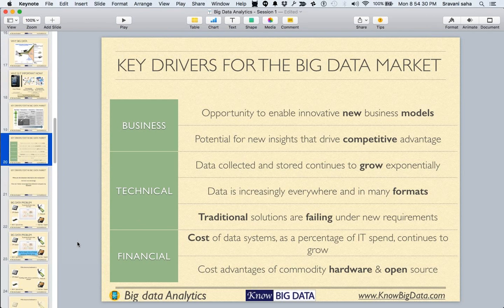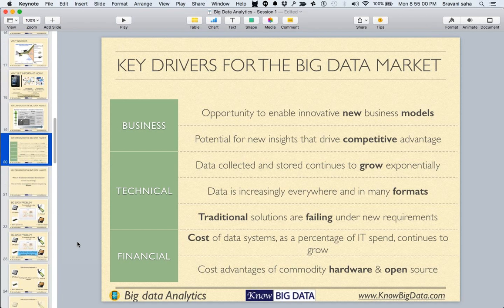So we were talking about the key drivers for the big data market. What is it that's driving the big data market? Why is it that a lot of companies are adopting it? And why is it that they should adopt it? So all three reasons: business, technical, and financial. On the business side, the data helps business in various kinds of domains.